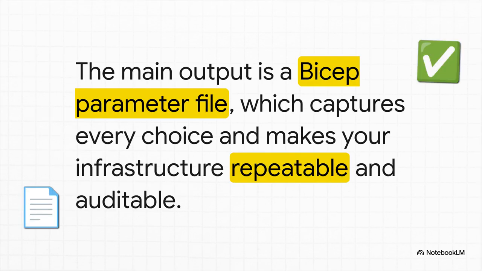But honestly, the most valuable thing that comes out of the wizard is this Bicep parameter file. This isn't just some log file, it's the actual blueprint of your entire environment. With this one file, you can tear down and perfectly recreate your infrastructure at any time. This is the absolute key to having repeatable deployments and a rock-solid audit trail.